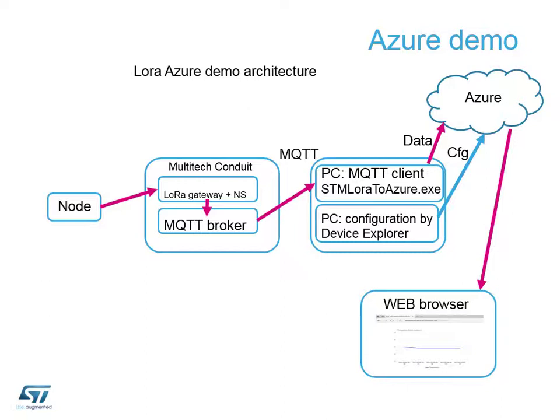Also running on the PC, we have a Device Explorer. And that is monitoring what's going on in the cloud and configuring the cloud side of things so that we can see what's actually happening on the Azure side. Then we can log into a web address from any laptop around the world, and we can actually see the information that our node is creating for the temperature readings wherever we are around the world.